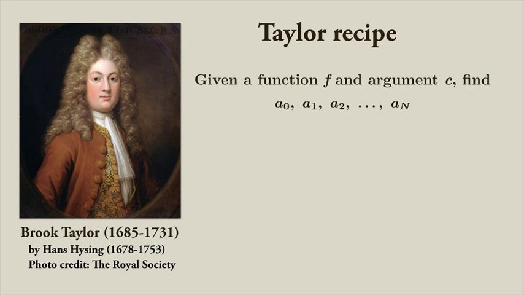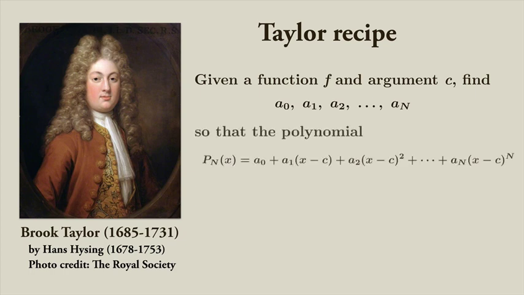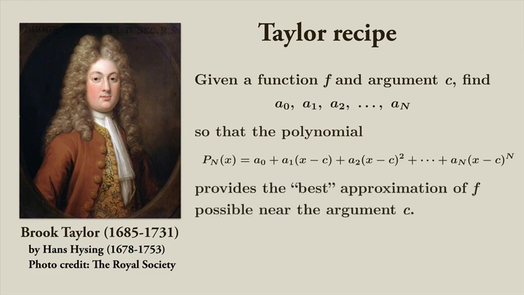Given a function f and argument c, find the coefficients a0, a1, all the way up through an, so that the polynomial you get when you construct this polynomial here, centered at c, provides the best approximation of f possible near the argument c. Now I have best in quotation marks because we have no way of quantitatively describing what constitutes best. And that's part of the theory moving forward of Taylor series and Taylor polynomials. But just based on the examples that we've seen, we intuitively know what that might mean.